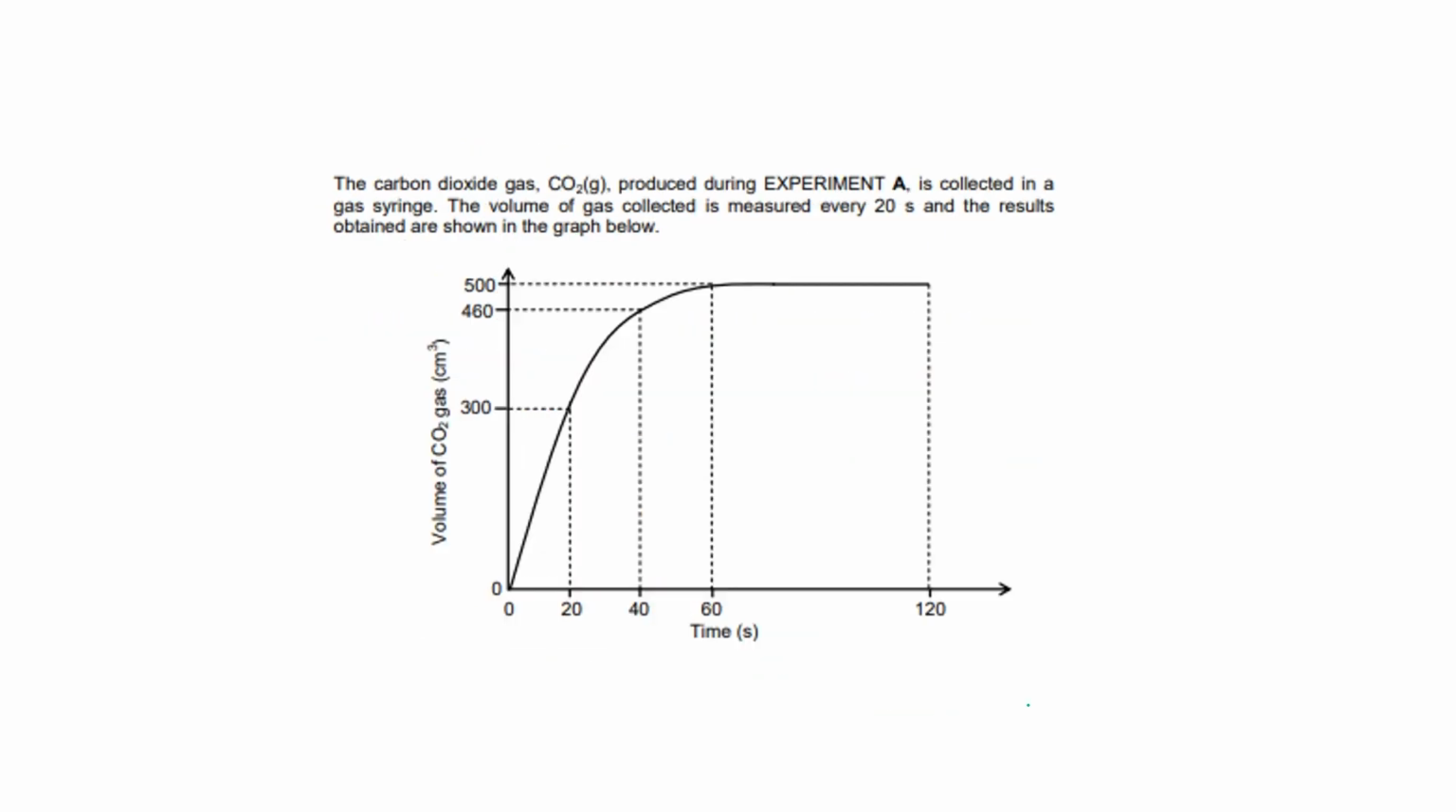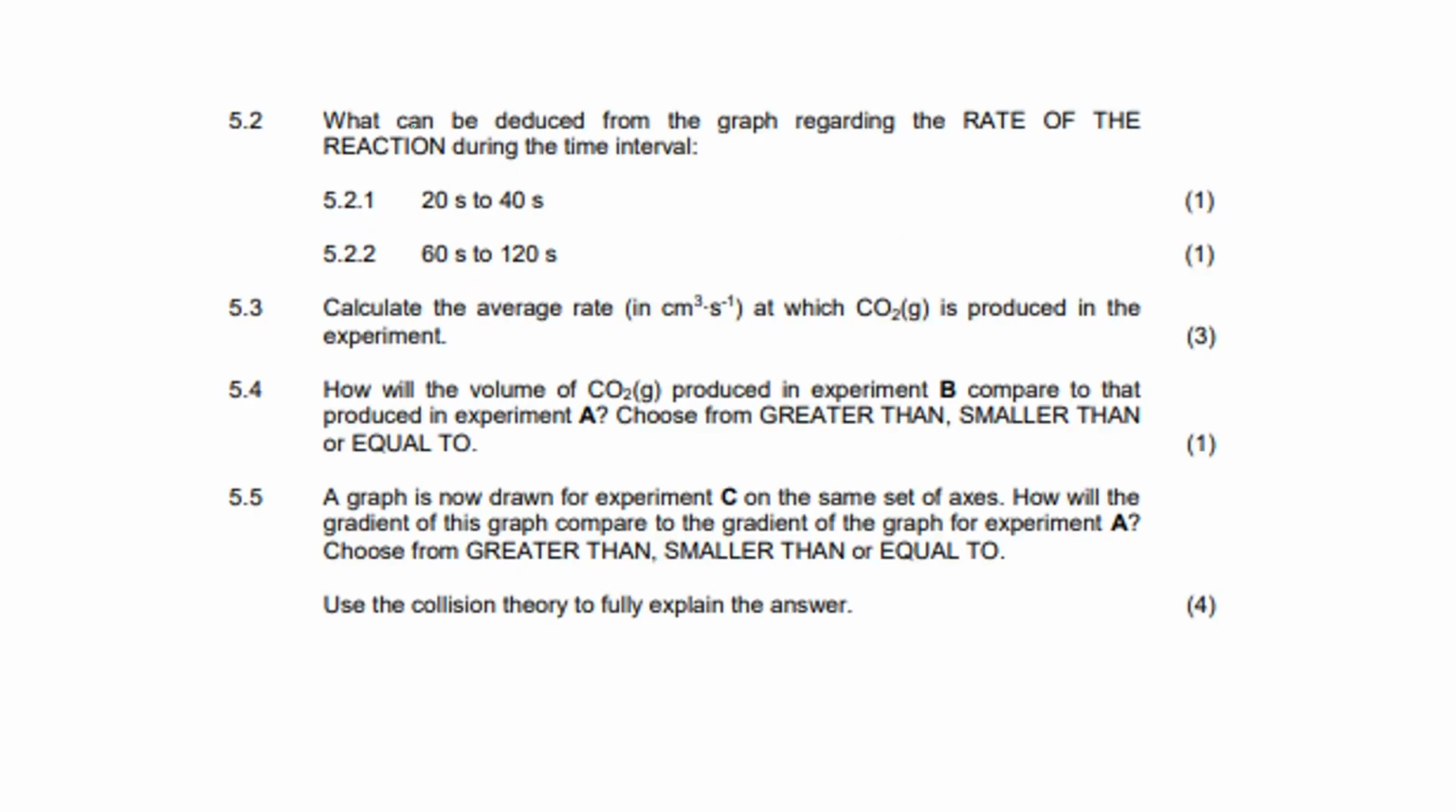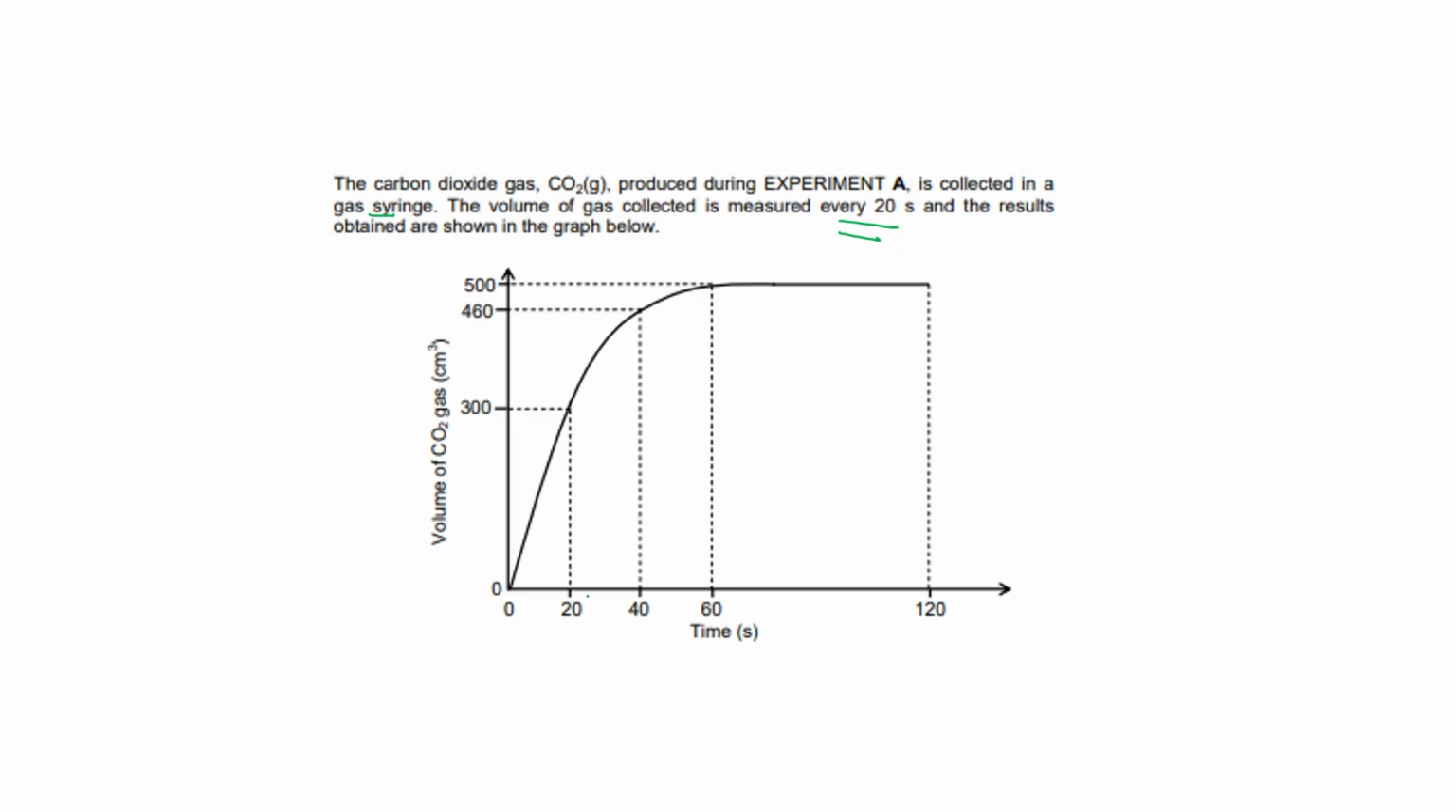Then they give us a graph. They tell us the carbon dioxide gas produced during experiment A is collected in a gas syringe. The volume of gas collected is measured every 20 seconds, and they give us the results here. Then they ask us, what can be deduced from the graph regarding the rate of the reaction during the time interval 20 seconds to 40 seconds. So we have 20 seconds to 40 seconds.